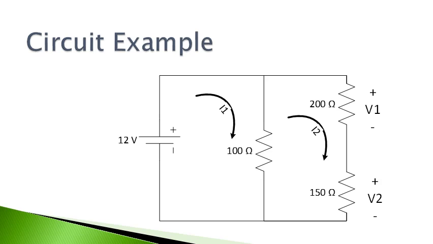So here's an example. If we have a 12-volt voltage source or battery on the left, and we have a combination of a 100-ohm resistor in parallel with a series combination of a 200-ohm resistor and a 150-ohm resistor. Now we're interested in determining the currents I1 and I2, along with V1 and V2 voltages. We might also be interested in the total amount of current that has to flow out of the 12-volt battery for this circuit operation. So we can do this step by step.